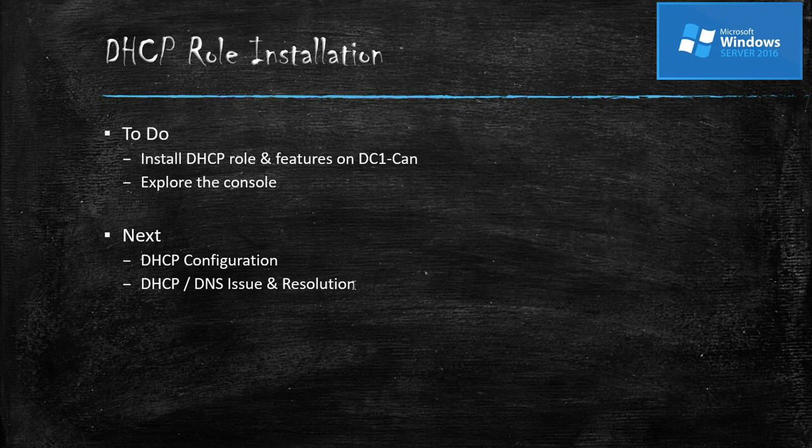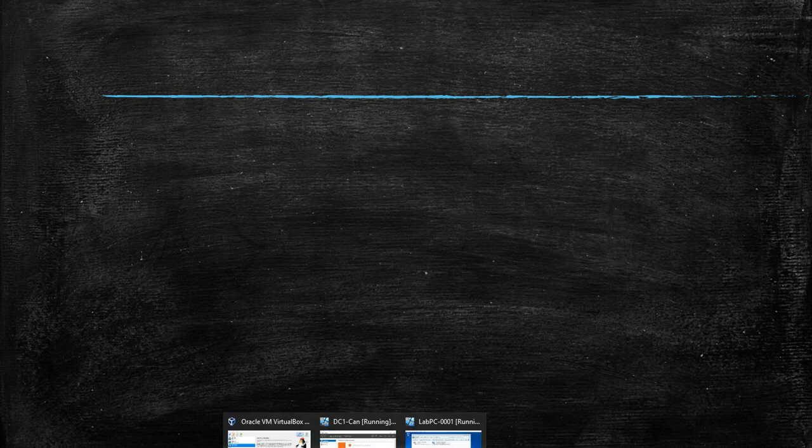Next, it will be the more interesting video where we do the configuration of DHCP. We set up scopes and options, and also look at an issue with DNS and DHCP and how to resolve that with DNS update proxy. So I'll just load up the virtual machines here.